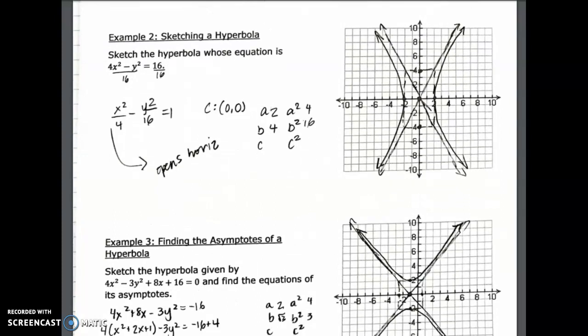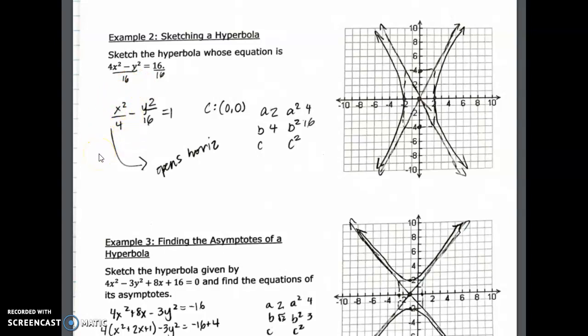Okay, in example 2, we're actually graphing this, and it's not in standard form. So the first thing we're going to do is get it into standard form by dividing by 16 on both sides. That gives me x squared over 4 minus y squared over 16 equals 1. So I can see that my center is at 0. My a squared has to be 4 because it comes first. My b squared is 16. And this is going to be a horizontally opening hyperbola because the x squareds are the positive ones.